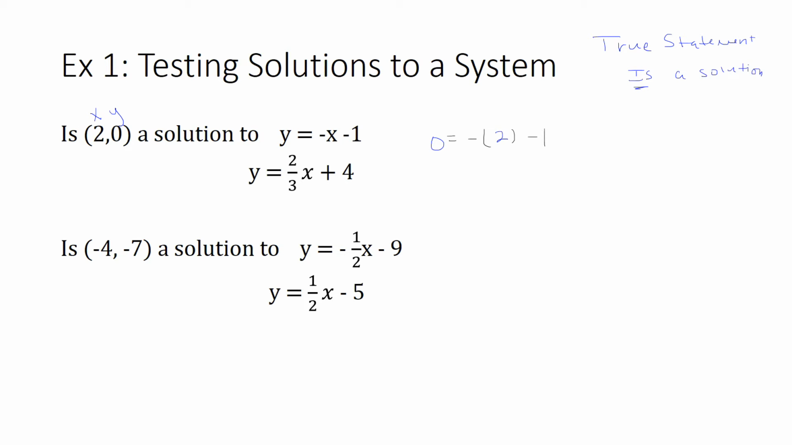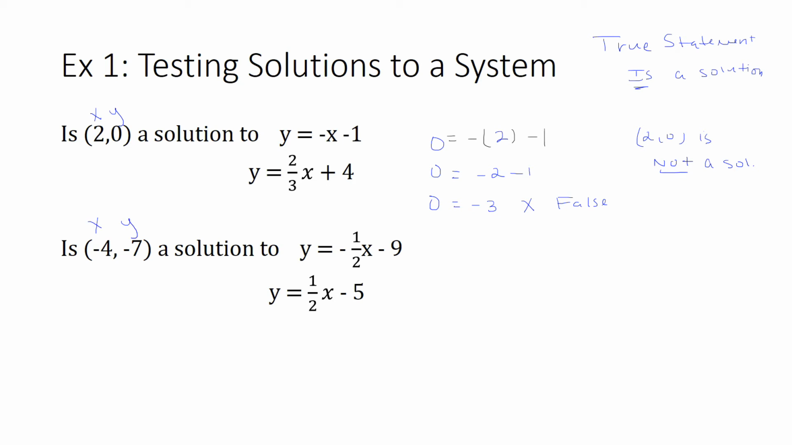Now the trick here is that you have to actually check both of them. So we have 0 is equal to -2 minus 1, 0 is equal to -3. Well, that's a false statement. So once you get a false statement, you can just stop. Once we see this, we know that the point (2, 0) is not a solution to the system. So let's try the second one.